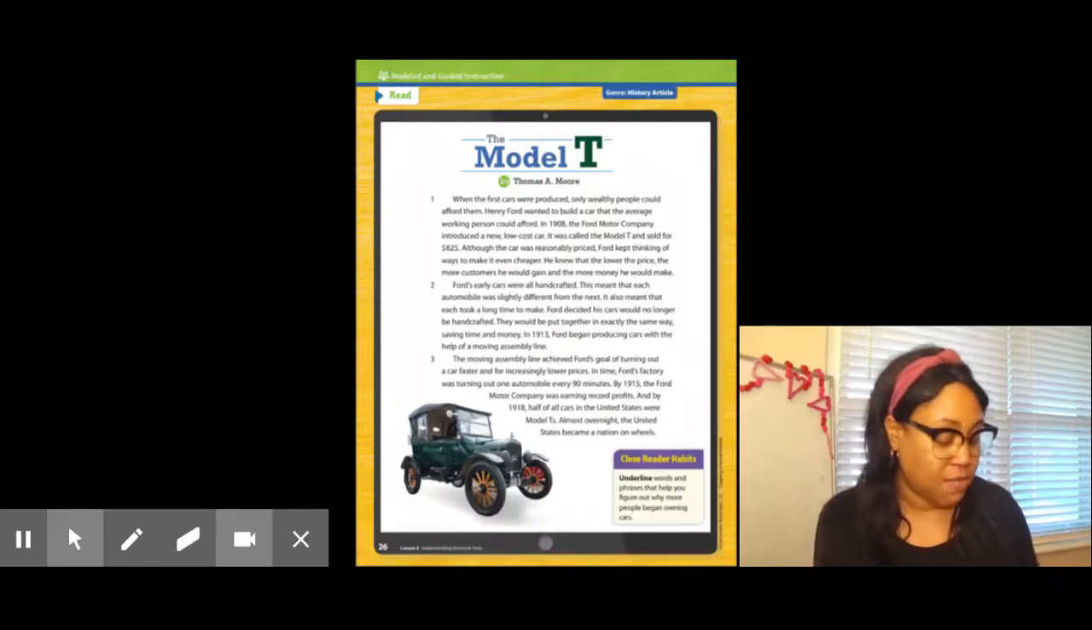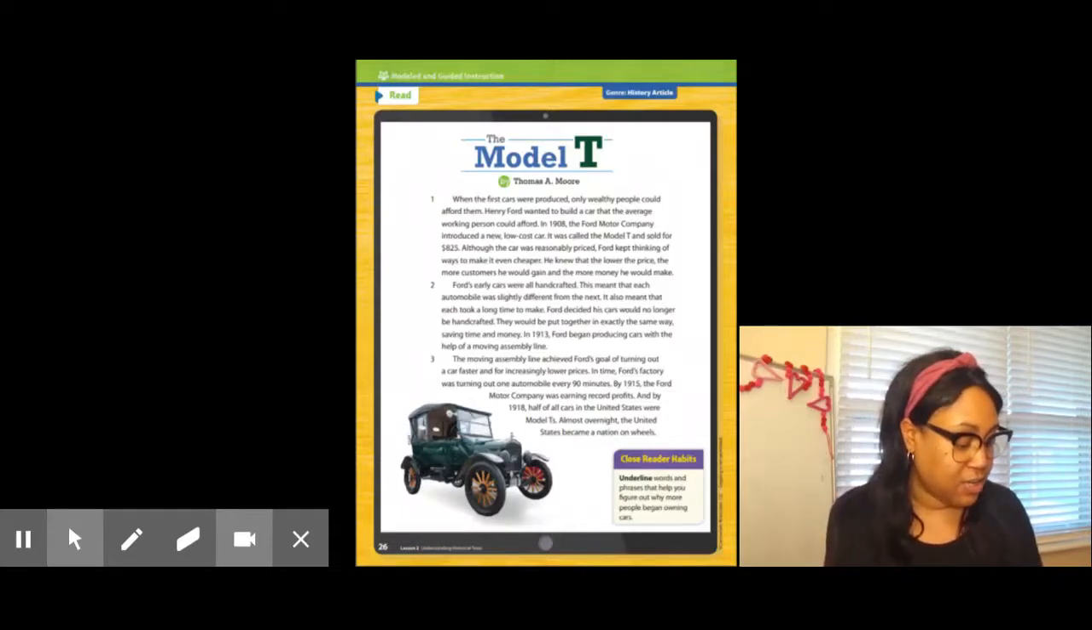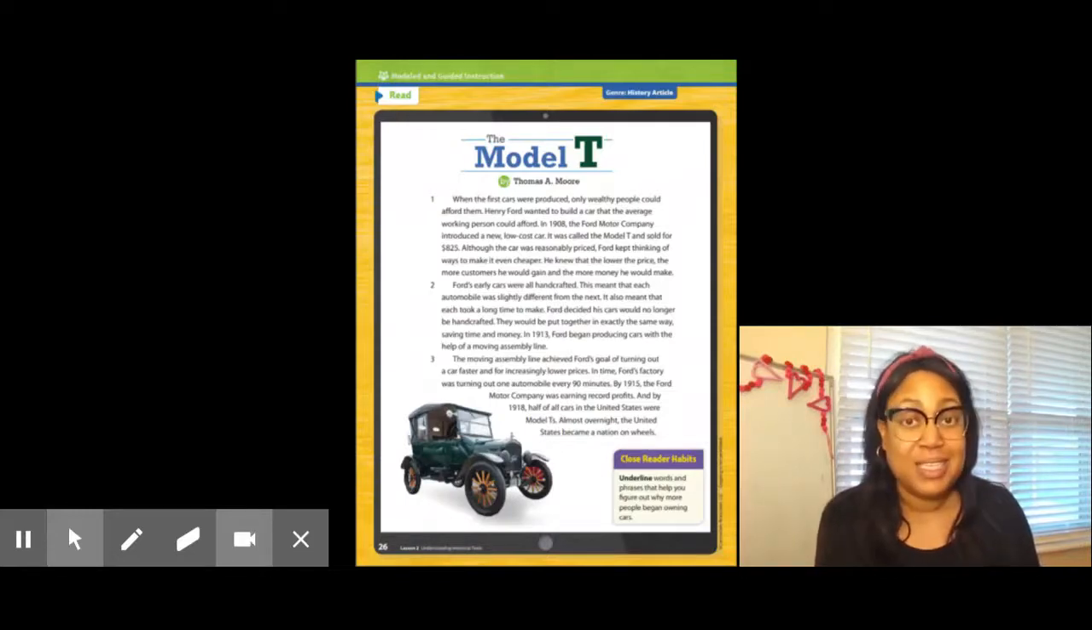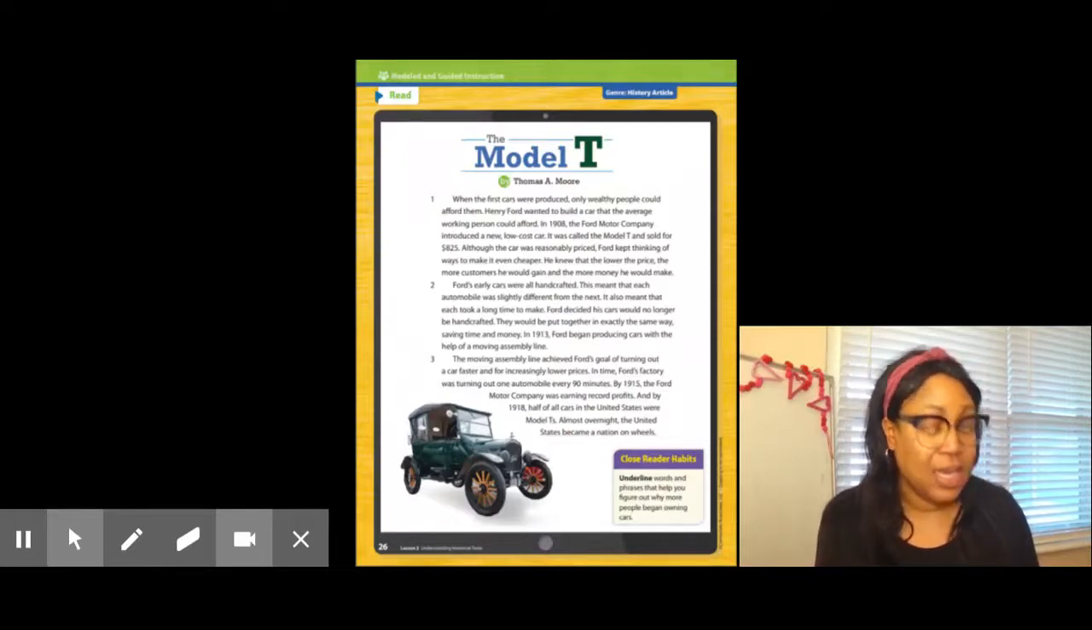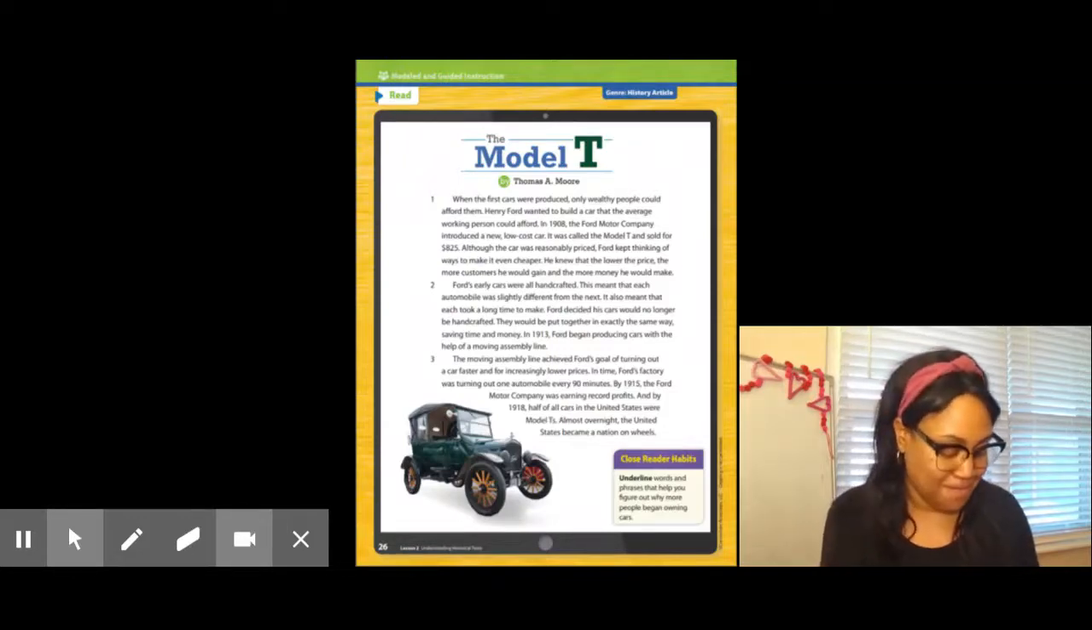In time, Ford's factory was turning out one automobile every 90 minutes. By 1915, the Ford Motor Company was earning record profits. And by 1918, half of all cars in the United States were Model Ts. Almost overnight, the United States became a nation on wheels.